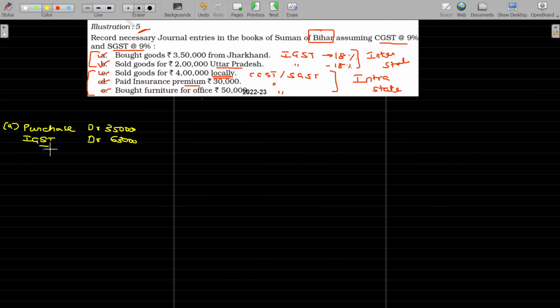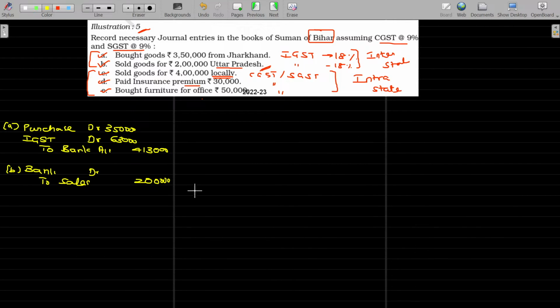I assume this is a cash payment. Immediately I settle through the bank account. So bank account, the final value being 4 lakhs 13,000. Scenario B. Again, sold goods to Uttar Pradesh. Then the entry for this being bank account debit. I get the money. To sales. How much is the sales value? 2 lakhs, isn't it? 2 lakhs.